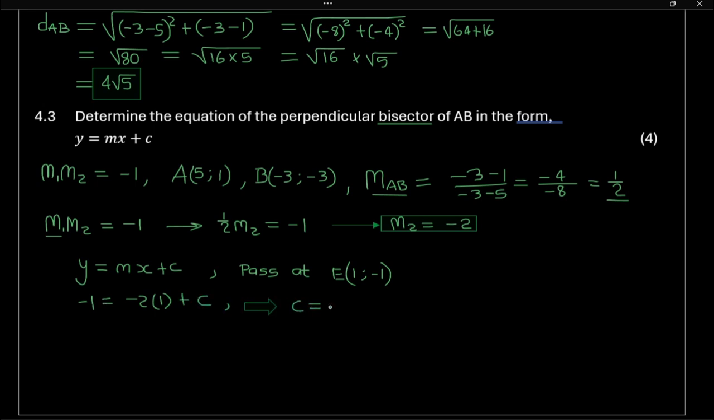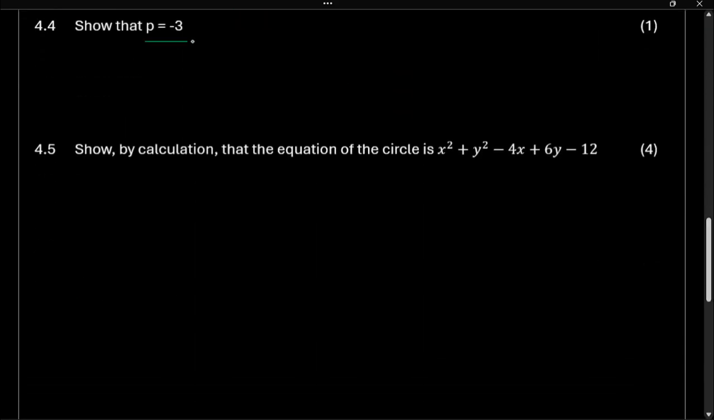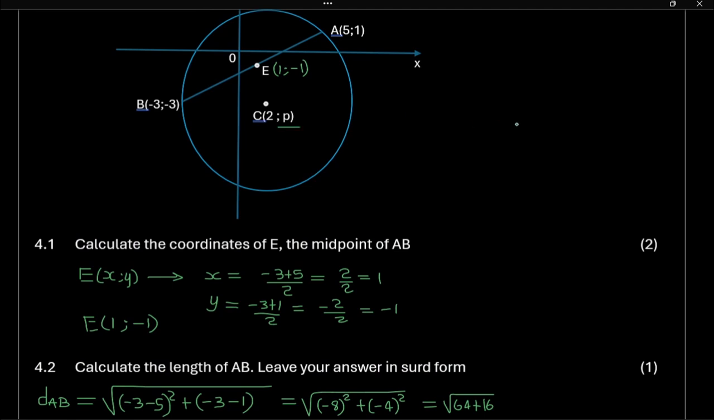So we substitute -1 for y, 1 for x, the gradient is -2, and solve for c. So c will be -1 plus 2, so c is equal to 1. Now we have c and the gradient, so our equation is complete. It's y equals -2x plus 1. That's the equation of the perpendicular line that passes through the midpoint.